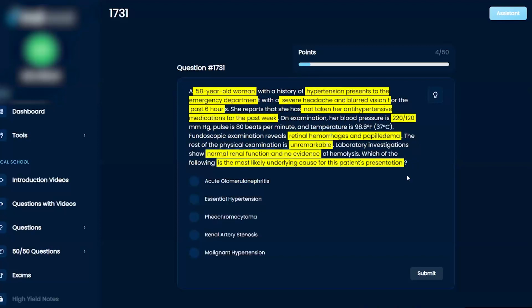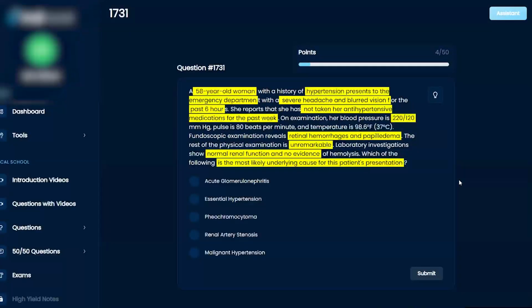So, this is clearly like a history of hypertension. She hasn't been taking her medicines. Blood pressure's above 200, and she's definitely got some evidence of increased intracranial pressure with the papilledema and the retinal hemorrhages. So all of it kind of ties in.